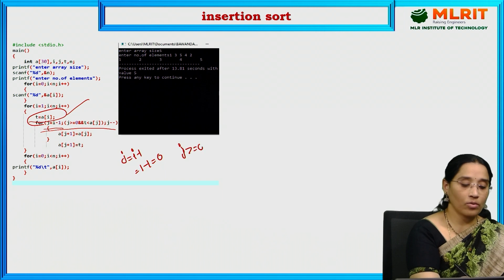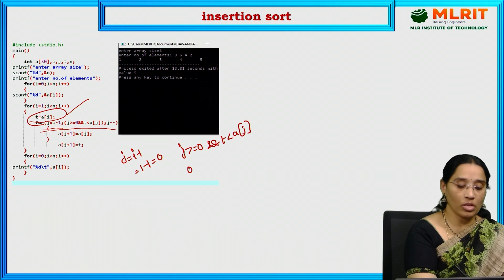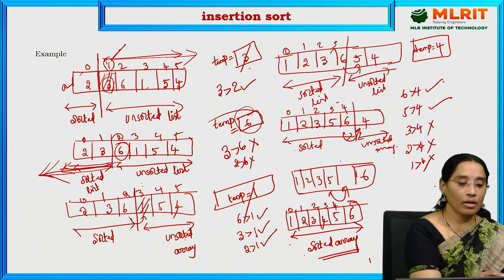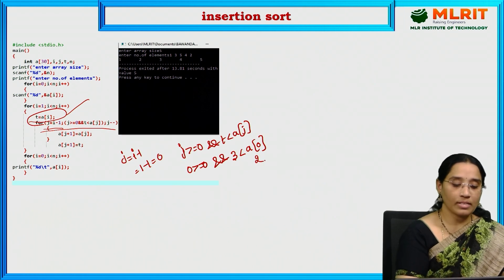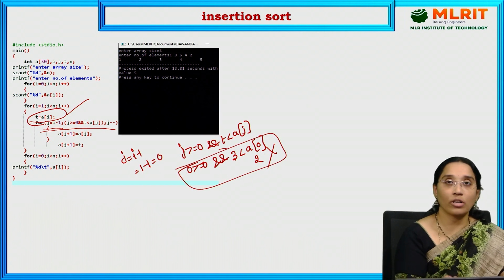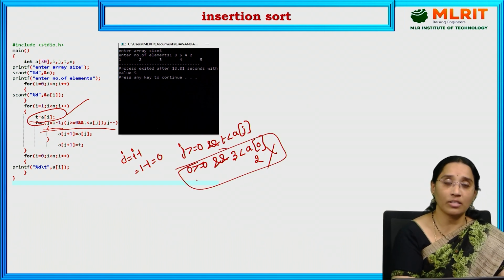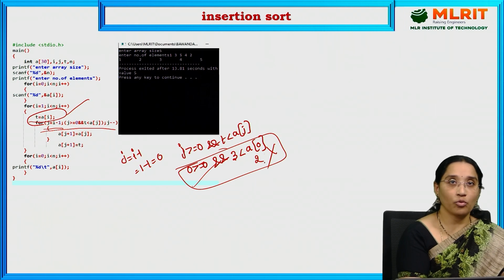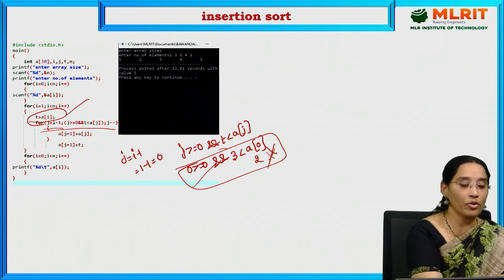Next, the condition: j greater than or equals to 0 and t less than A of j. 0 greater than or equals to 0, and what is the value placed in t? First value 3. 3 less than A of 0. A of 0 we have taken here as 2. 3 less than 2, no, false. This is the AND operator, so both conditions should be satisfied. Here 0 greater than or equals to 0 is true, but 3 less than 2 is false. So control will not enter inside.